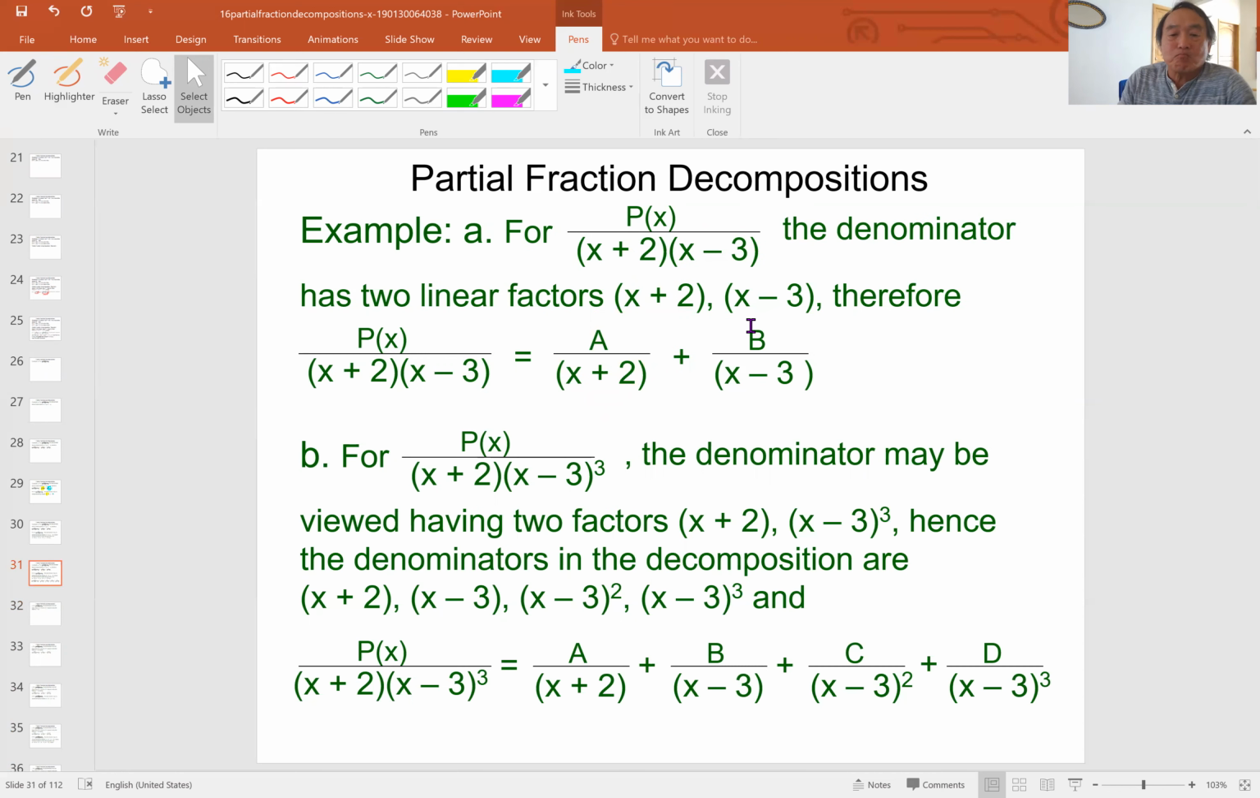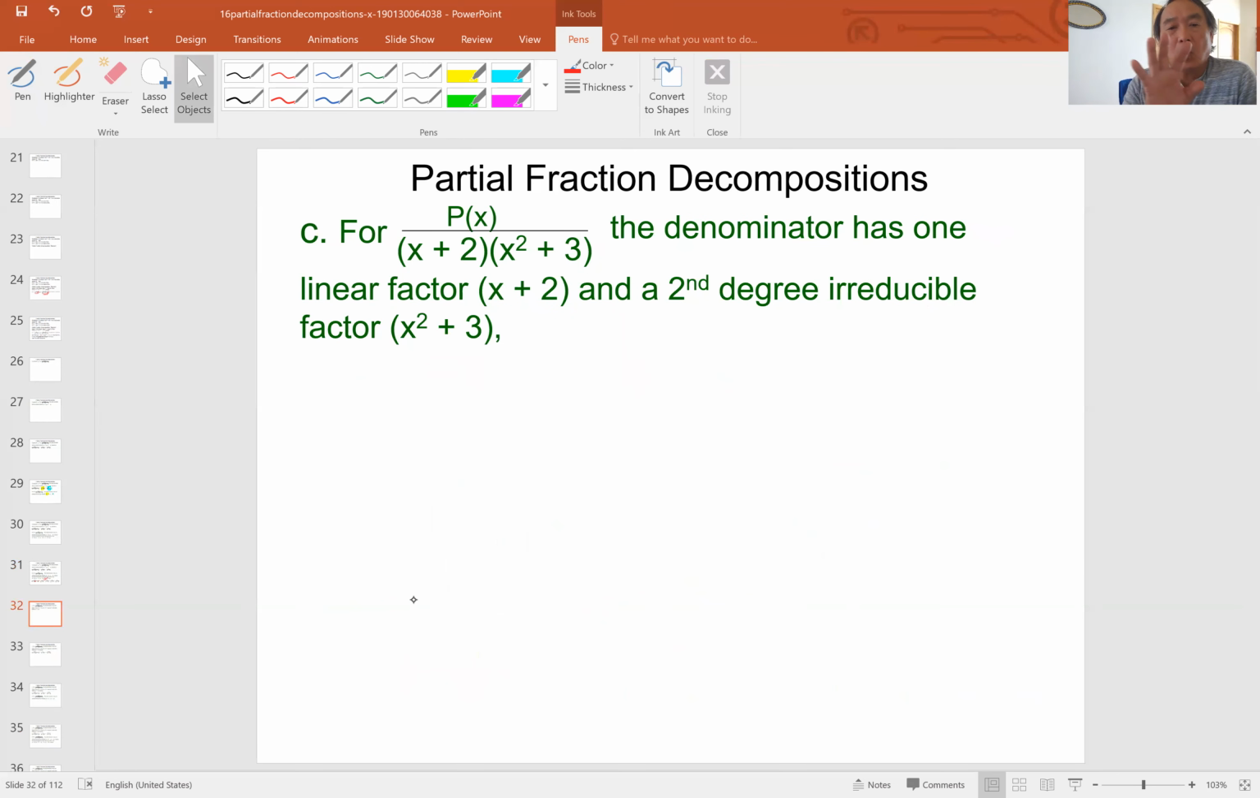Of course, if I have a square over here, then I will need to incorporate another number, say A, B, C, D, E, with x plus 2 squared, so that I will have 5. So it depends on how many powers of linear terms you have. That determines how many terms you will have on the right hand side. So this is what happens if the denominator can be factored into linear terms.